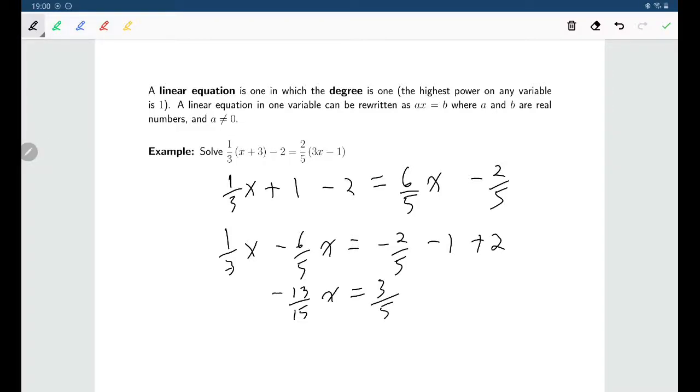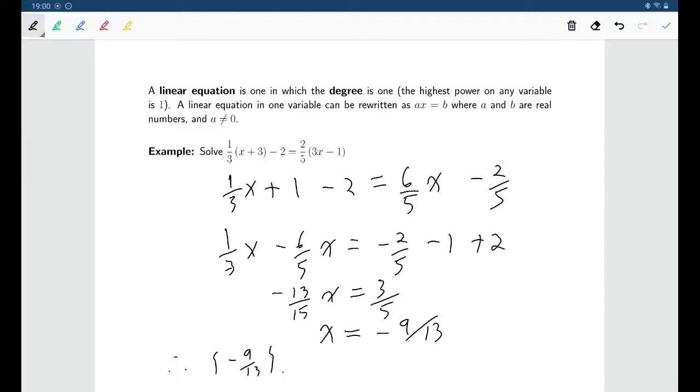All right. So on the right side, I'd have 3/5, and now to solve, I would divide both sides of the equation by -13/15. So on the right side, I have 3/5 divided by -13/15, and that gives me -9/13. So there's my solution set.